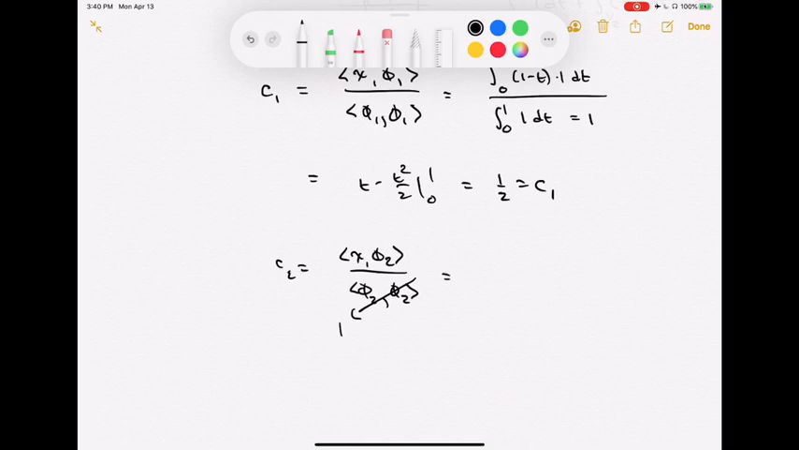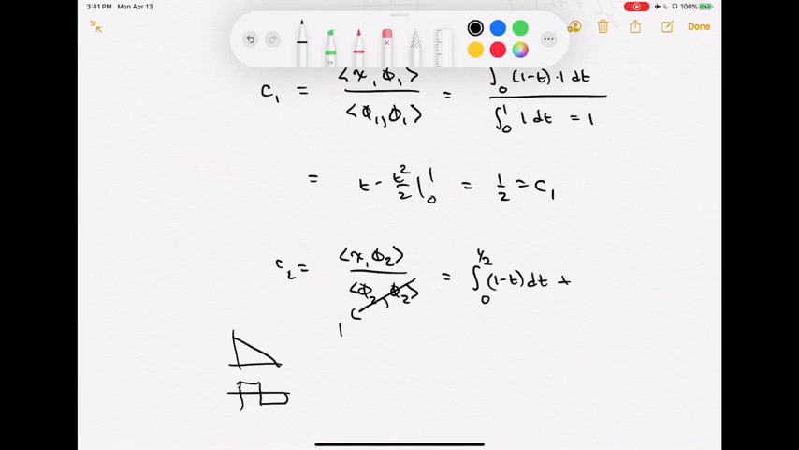Now, the inner product of x with phi2. If you remember, x looks something like this, right? Phi2 looks something like this. There's a little piecewise function. So I'm going to break that integral that's related to the inner product of x with phi2 into two pieces. I'm going to have an integral from 0 to a half. That's where phi2 is equal to 1. So I'm going to get 1 times x. That's going to be 1 times 1 minus t. That's just going to be 1 minus t dt.